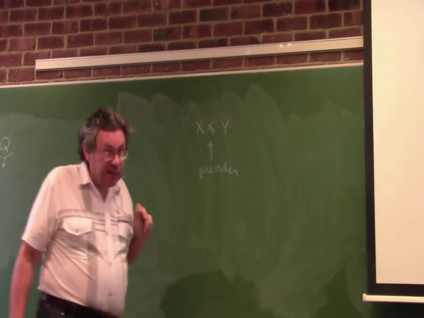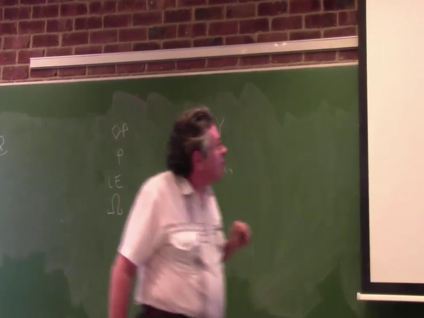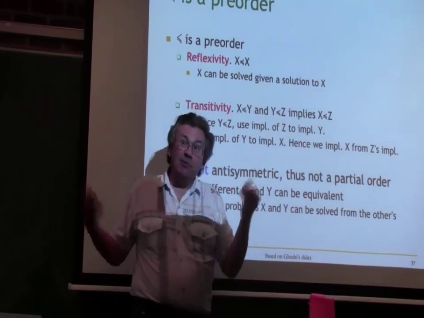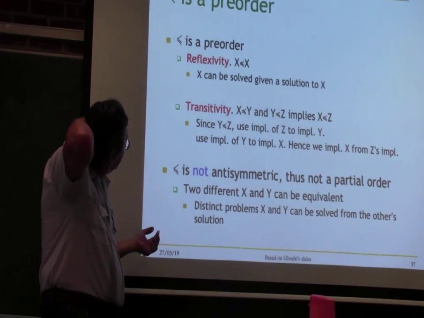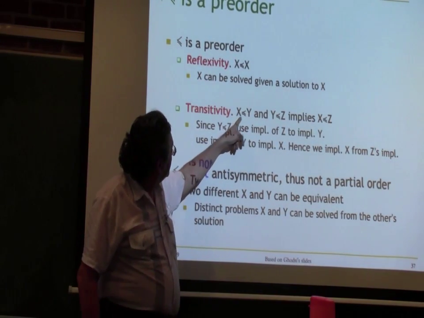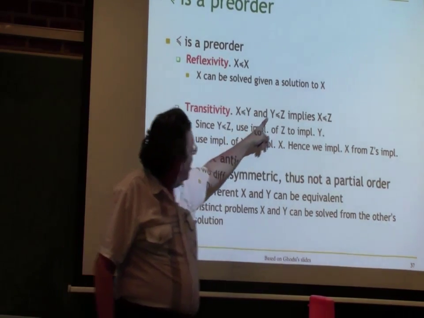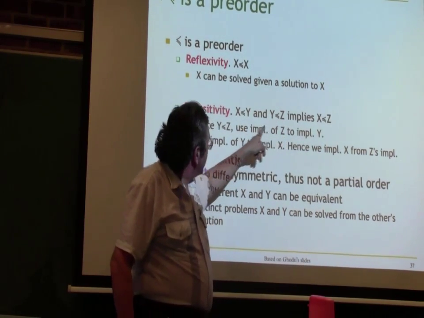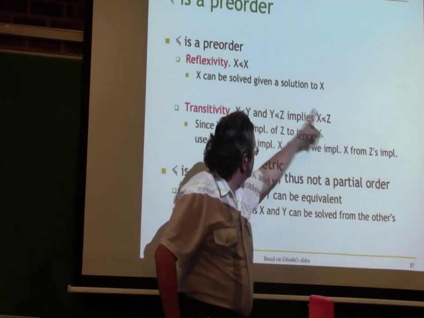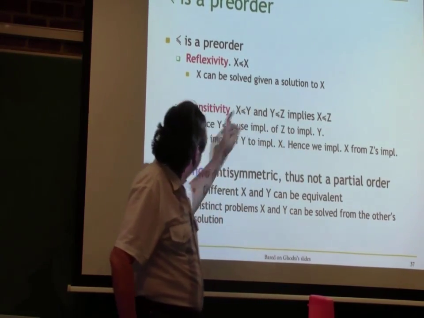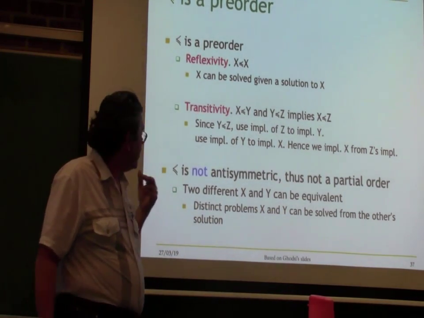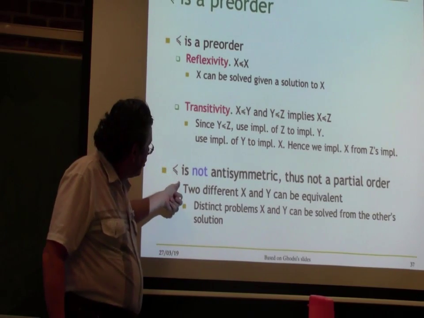So problem reduction is actually a pre-order. It's not exactly like a partial order. It's reflexive. X can be solved given a solution to x. That's pretty clear. And it's transitive. So x can be solved given a solution to y, and y can be solved with z, implies x can be solved with z. Basically you use the implementation of z to implement y, and then use that implementation to implement x. So it's transitive. Okay? But it's not a partial order.